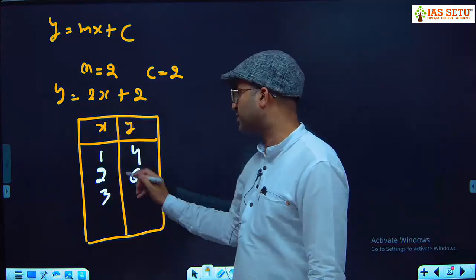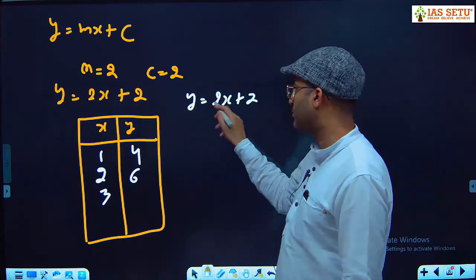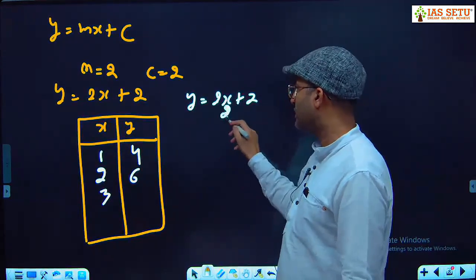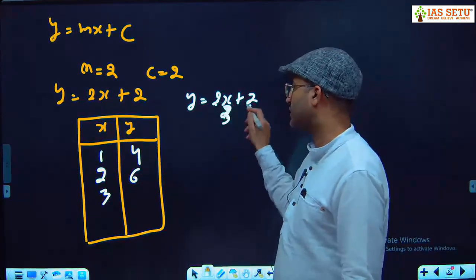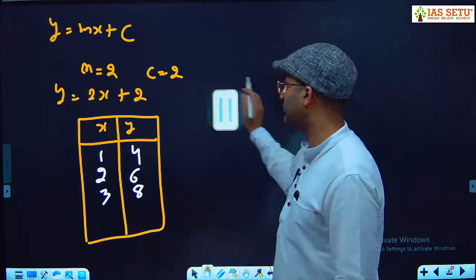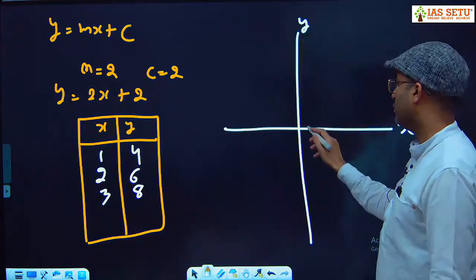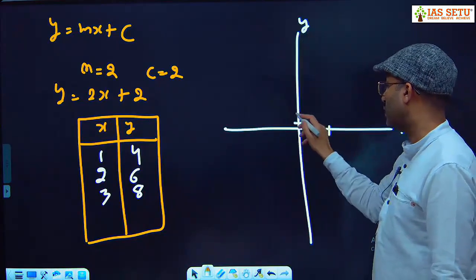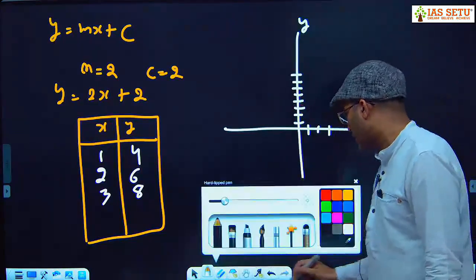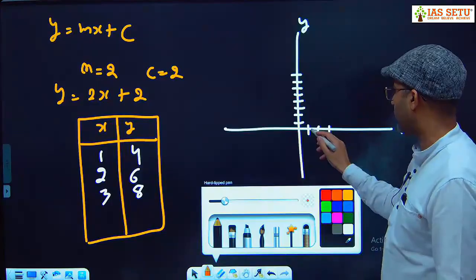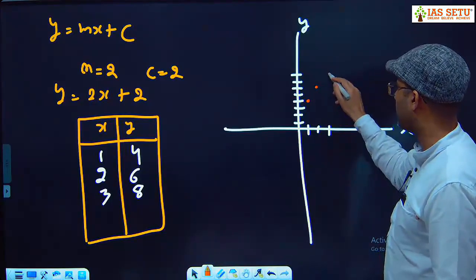If x is 3, see, y is equal to 2x plus 2. If we put x as 1, 2 plus 2, 4. If we put x as 2, 2 into 2, 4 plus 2, 6. Put 3, 6 plus 2, 8. Here is x, here is y. 1, 2, 3, and 1, 2, 3, 4, 5, 6, 7, 8. Now here x 1, y 4; x 2, y 6; x 3, y 8.